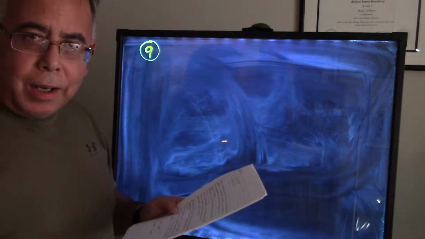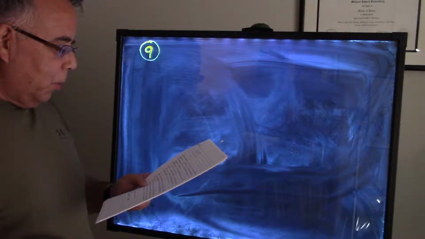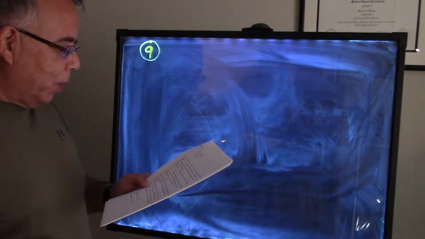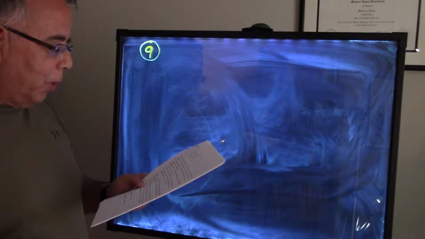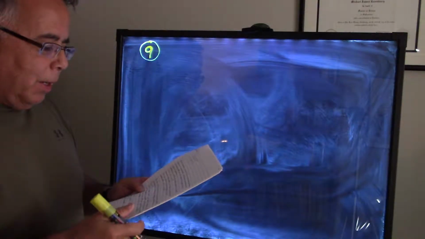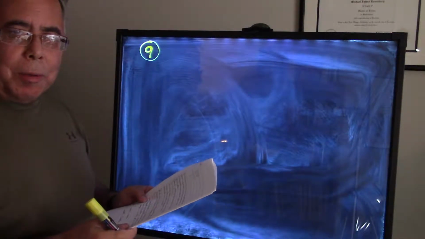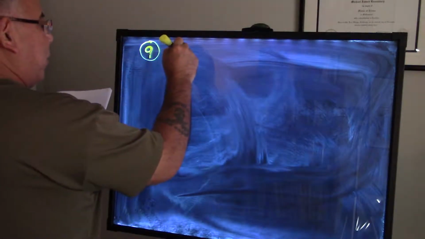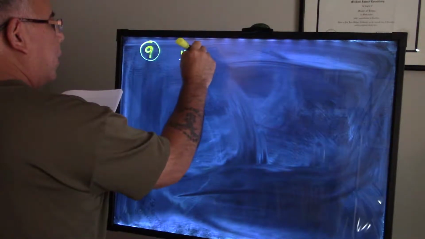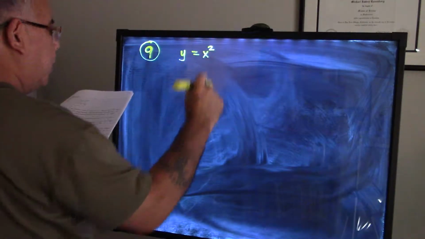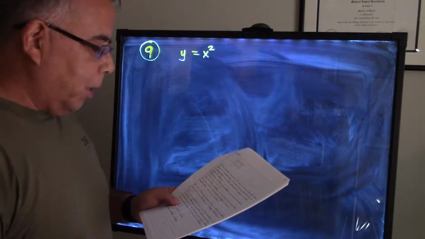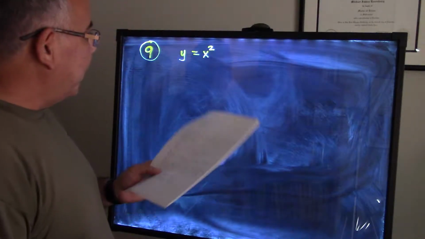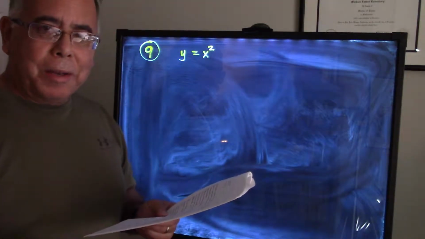Okay, problem number 9. We have to determine whether the relation represents y as a function of x. So the strategy on these problems is to solve for y. So we have y equals x squared as our first one. Well, there's nothing to solve here. It's already solved for y.